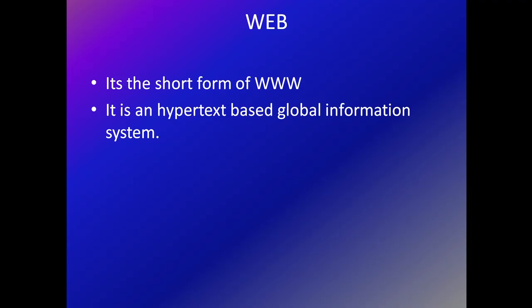First one, what is web? We all know that it is the short form of World Wide Web, that is WWW, and it is a hypertext based global information system. That is, a website is a collection of web pages which contains a lot of hypertext and normal text, which leads you to other websites or to other links or other web pages.